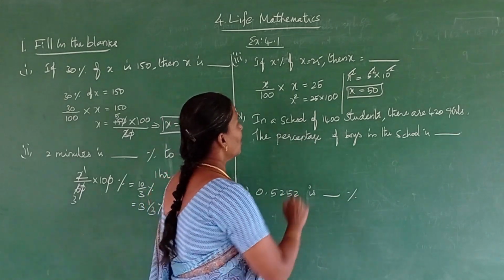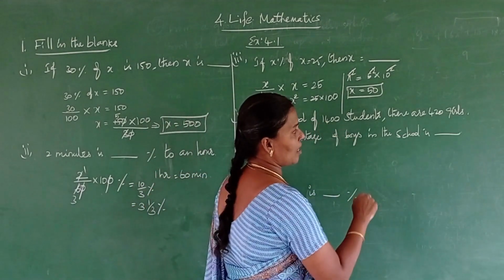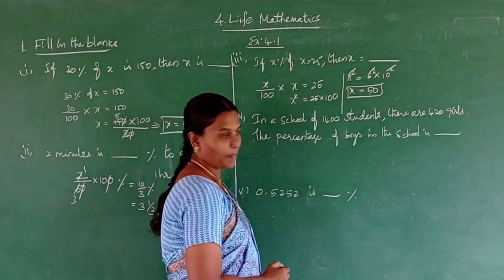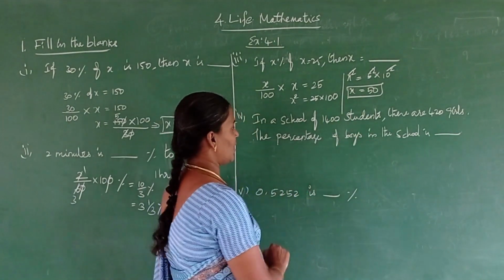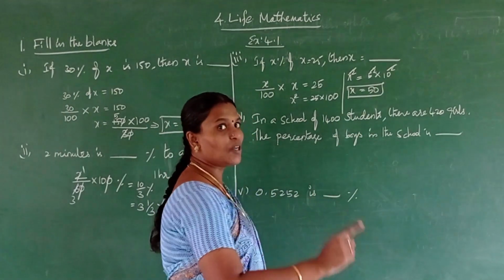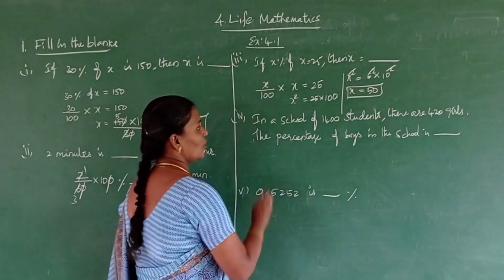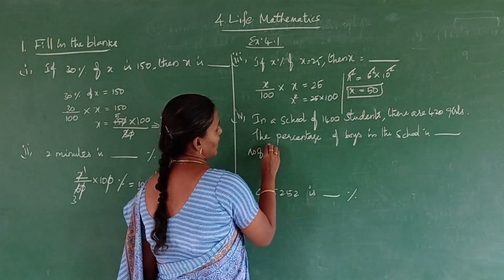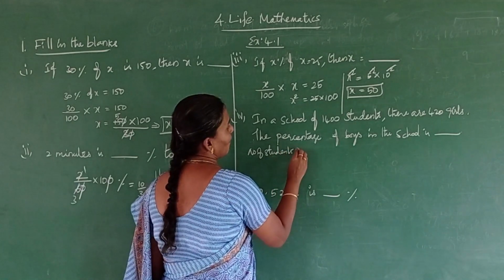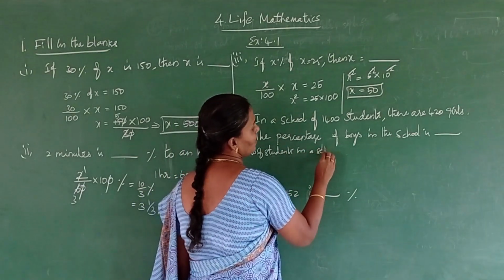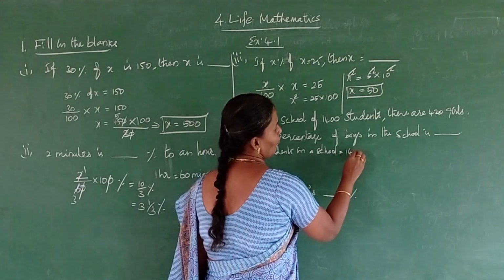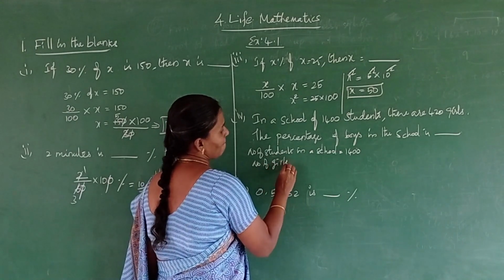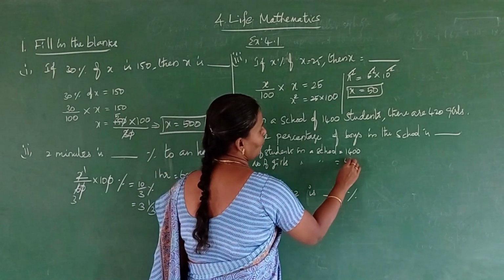In a school of 1,400 students, there are 420 girls. The percentage of boys in the school is. Okay, so the number of girls is given. You have to find out the percentage of boys in the school. Okay. So now how many total number of students? So number of students in a school, that is equal to 1,400. Okay. So number of girls in a school, that is equal to 420.